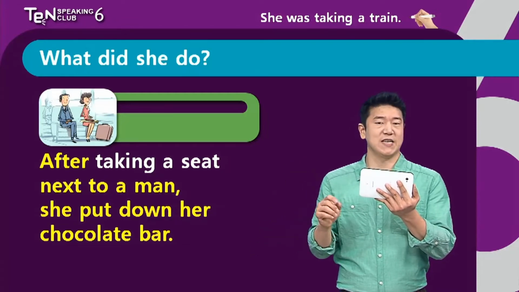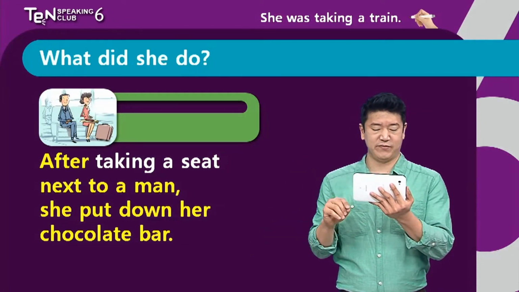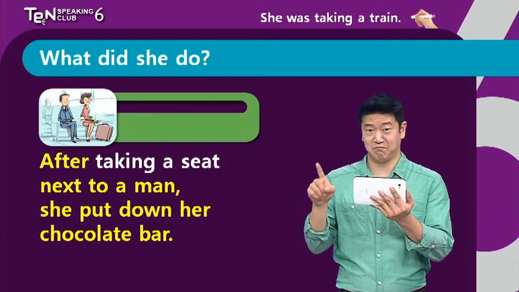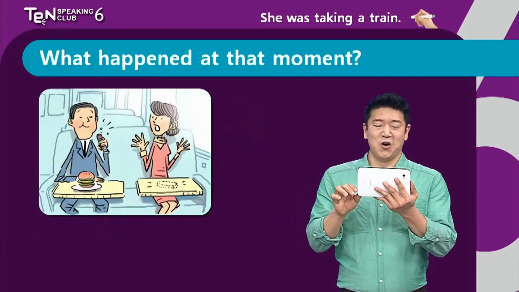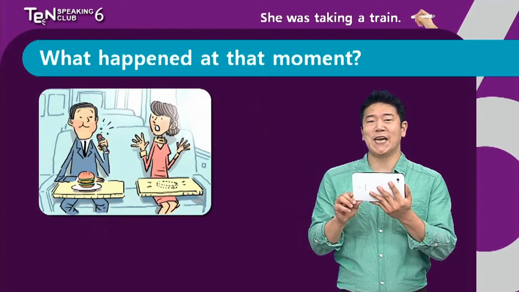Yeah, so she sat down. She took a seat. And then she put down her chocolate bar. Pay attention to that. Okay, so what happened at that moment?